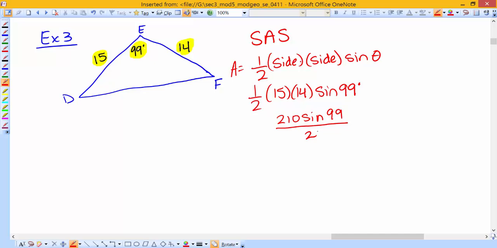You don't have to use the same process as I'm going through as far as the calculator is concerned. You can do 15 times 14 divided by 2, hit equals, and then times the sine of 99. That works as well. When I finish using my calculator, I have 103.707. So the 7 will round the 0, so 103.71 units squared.